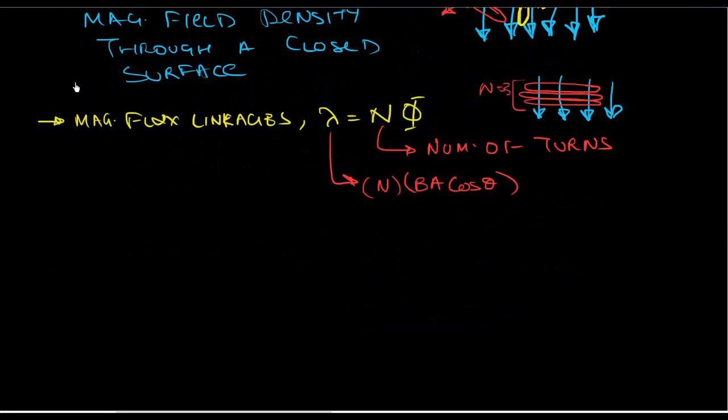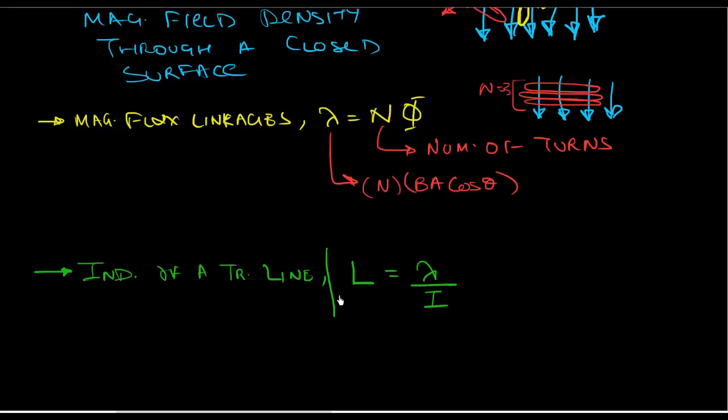Why did we have to get to all of this? Well, this is why: the inductance of a transmission line is mathematically represented by L equal to lambda by I, and that is the formula I wanted to represent. The unit is Henry. It is basically the amount of flux linkages that are attached to the current through the conductor.